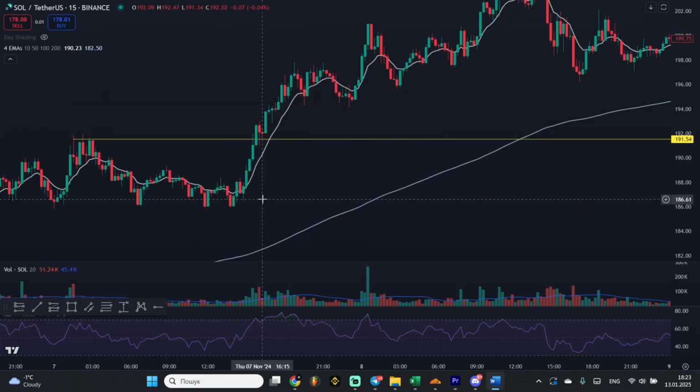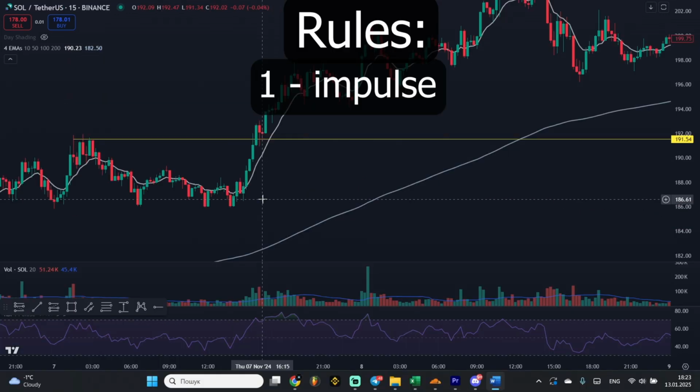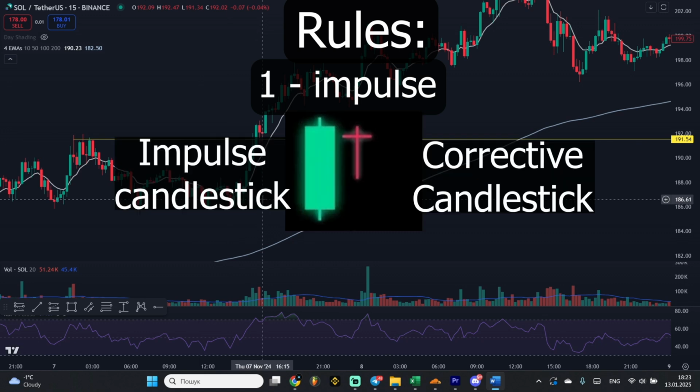Now let's talk about strategy rules. Firstly, the price should break out with impulse. The difference between impulse and corrective candlesticks is that the impulse one carries a lot of momentum with it, large body and little to no wicks, as you can see on the screen. We are looking exactly for that.